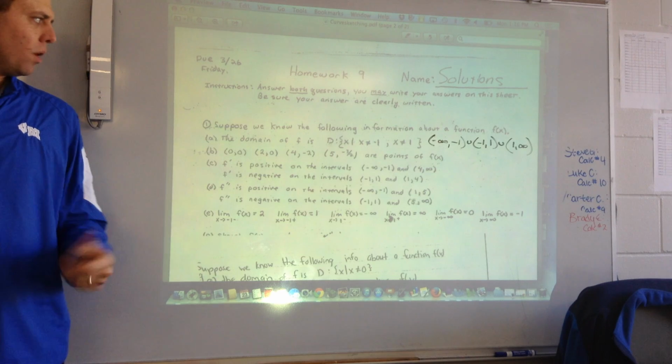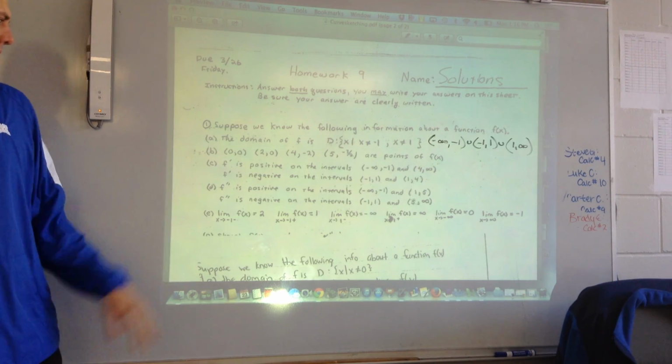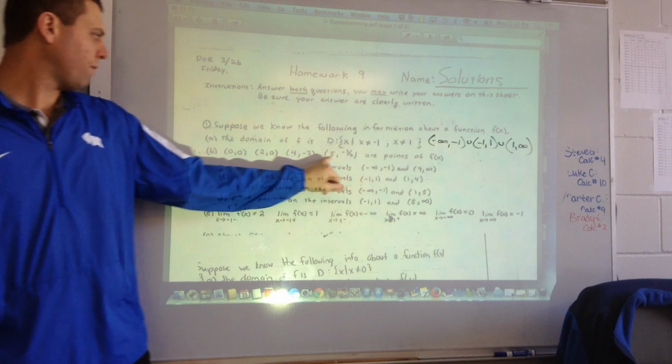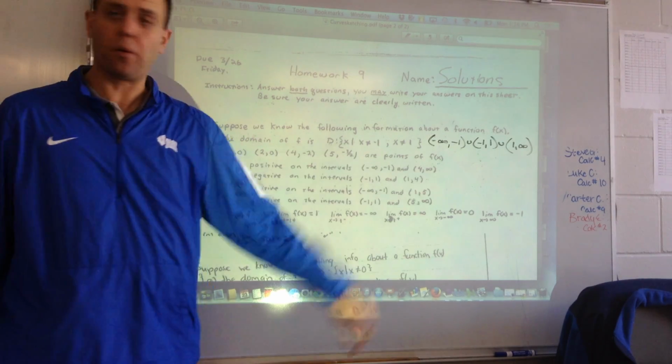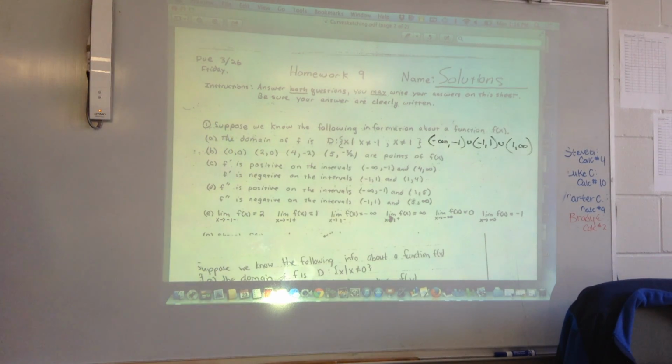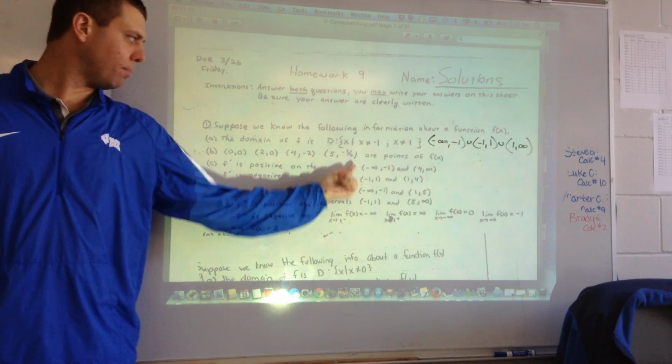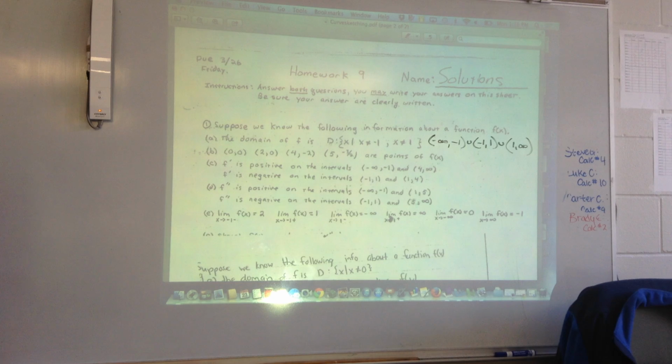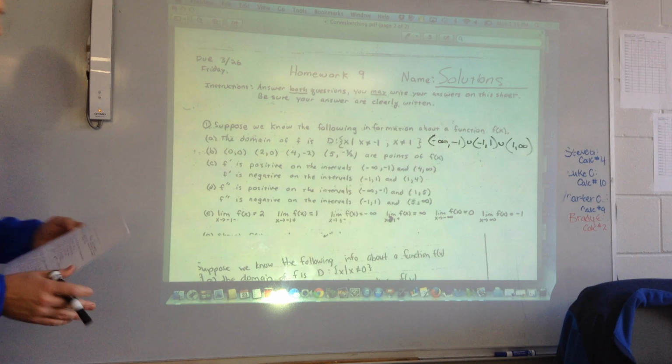So I gave you the domain. Now we kind of know that at 1 and -1 we're not going to have actual points. Then I gave you 4 coordinates here that are points on the function. That would be a great start, to go ahead and plot those 4 points on your graph.